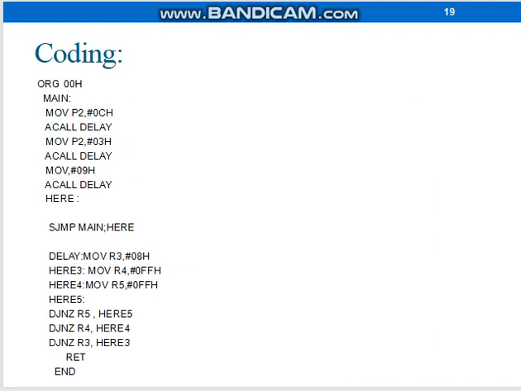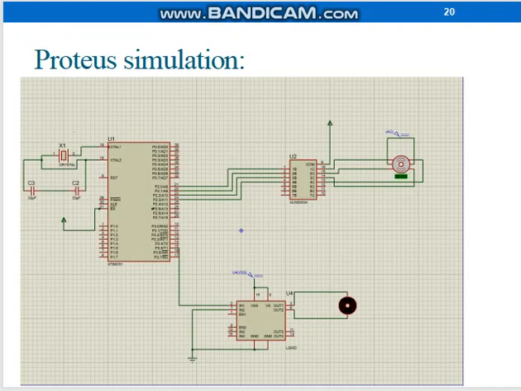Here is the coding of the project. Origin 00H, and further you can see in this slide. We move forward.